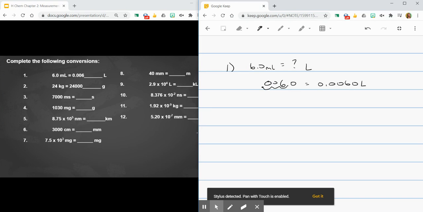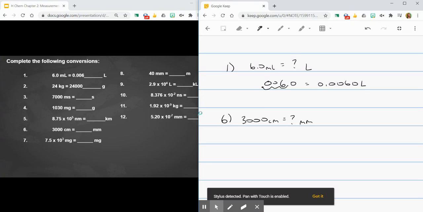And you can see that's what we got over here. Okay, let's try one that isn't done. Let's do this one right here. So number 6, I have 3,000 centimeters, and I'm converting that to millimeters.